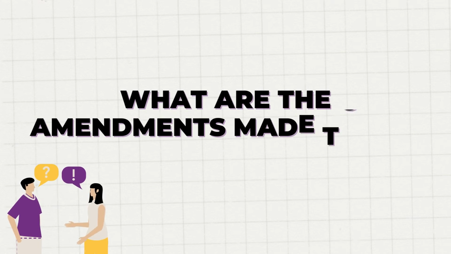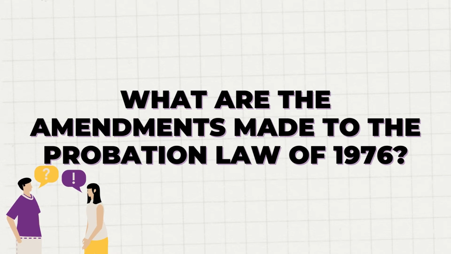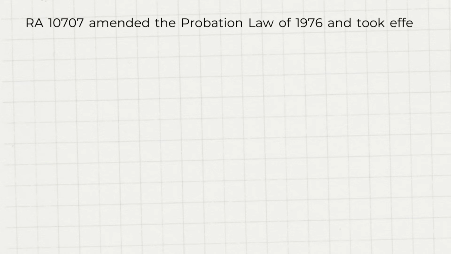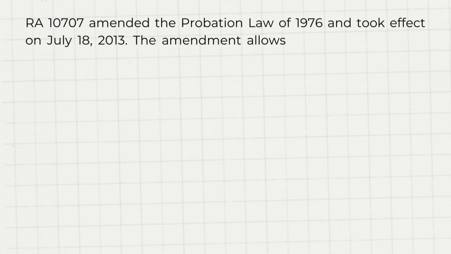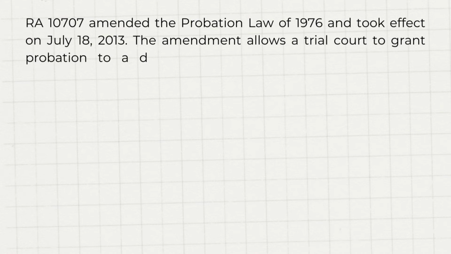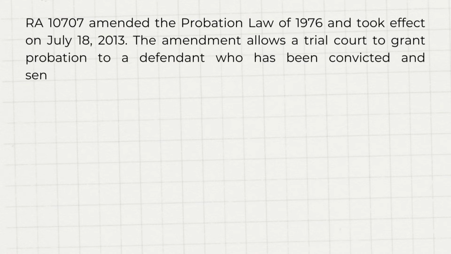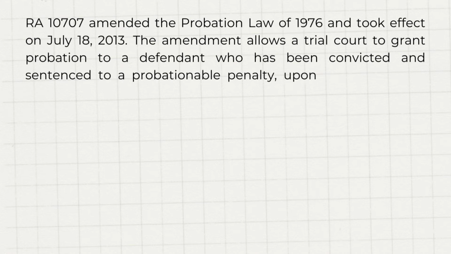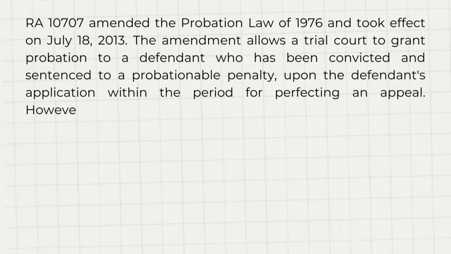What are the amendments made to the Probation Law of 1976? Republic Act No. 10707 amended the Probation Law of 1976 and took effect on July 18, 2013. The amendment allows a trial court to grant probation to a defendant who has been convicted and sentenced to a probationable penalty upon the defendant's application within the period for perfecting an appeal.